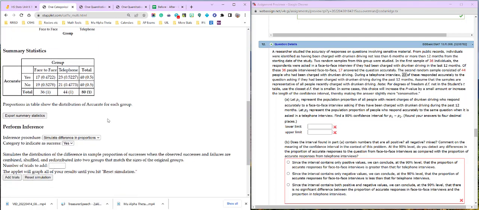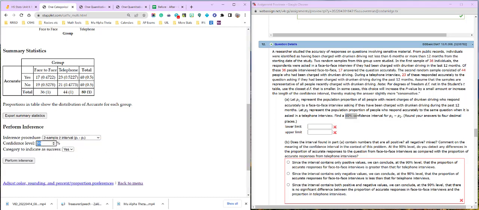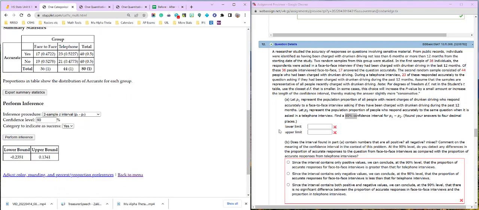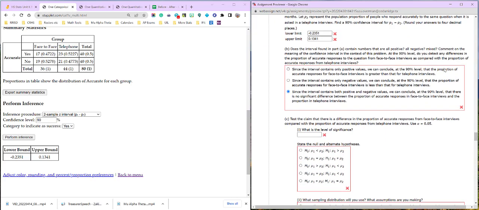So we're good. Now we're going to do a confidence interval, a 90% interval. So let me make sure I do that. Z interval, 90%, perform inference. So my lower limit is negative, and my upper limit is positive. So our interval contains positive and negative values. So far, that's all we've had, isn't it? So we can conclude there may not be any difference in response.